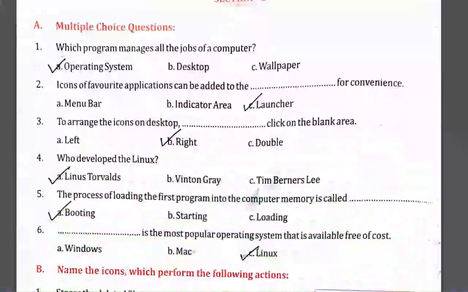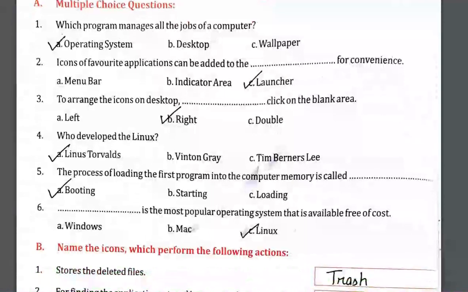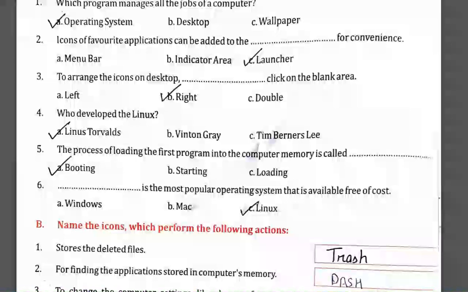Section B, A part. Multiple choice questions. Which program manages all the jobs of a computer? Operating system. Icons of favorite applications can be added to the dash for convenience: Launcher. To arrange the icons on the desktop, dash click on the blank area: Right click. Who developed Linux? Linus Torvalds. The process of loading the first program into the computer memory is called dash: Booting.